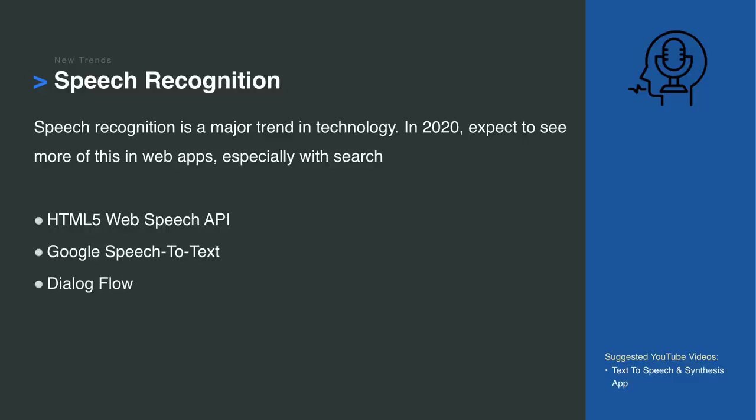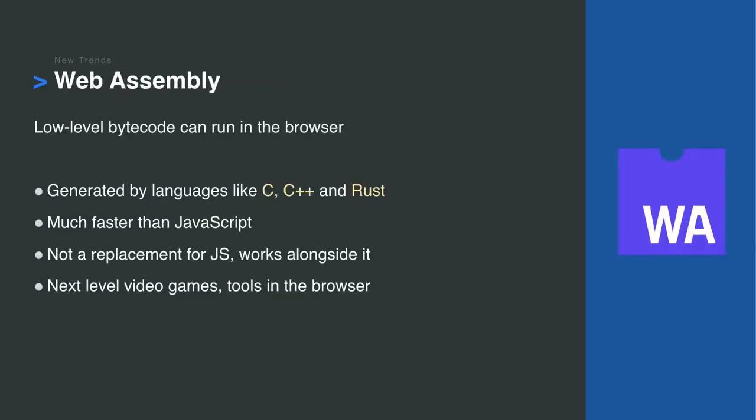All right, so I think that in 2020, we're going to see more speech recognition stuff, particularly on mobile-friendly apps to search things. We see it all over the place in technologies like Siri and Alexa, Google. So I expect to see this expanding into web applications. Some examples of libraries and technologies that are available right now are the HTML5 Web Speech API, Google Speech to Text, Dialogflow. There's many others as well. I'm not talking about a specific technology or library, but this feature in general, I think we're going to start to see more of.